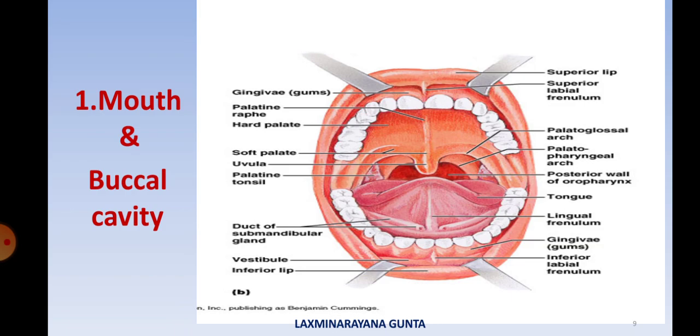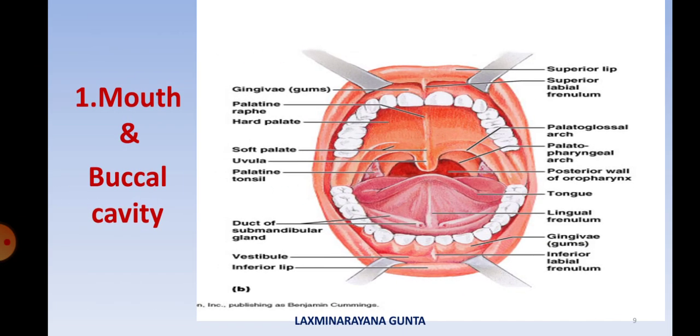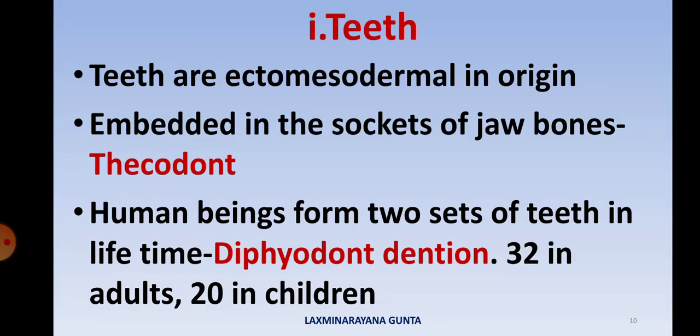Okay, now the parts in the mouth. The first part is the teeth. Teeth are ectomesodermal in origin, means teeth are formed both from the ectoderm and also the mesoderm. Human teeth are embedded in the sockets of the jawbone. That's why human teeth are called thecodont teeth. Human beings form two sets of teeth in their lifetime. That's why they are called diphyodont. Di means two. They are formed two times.